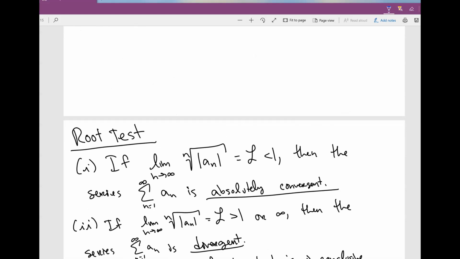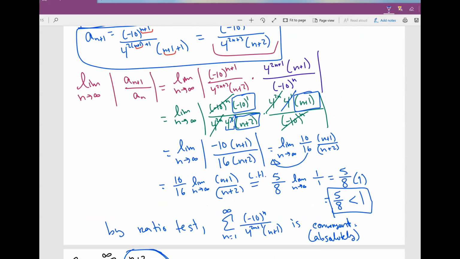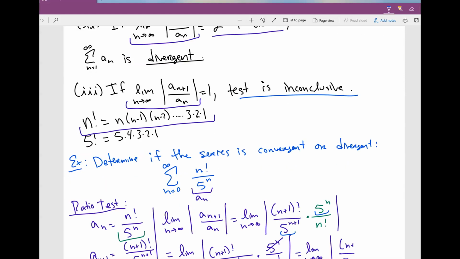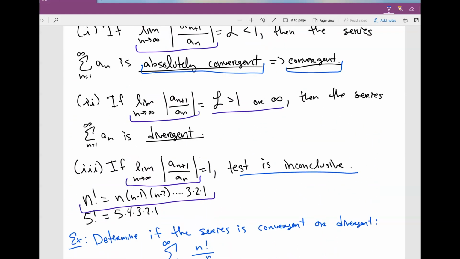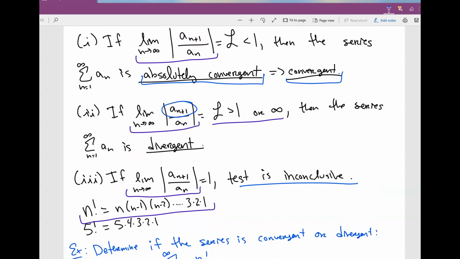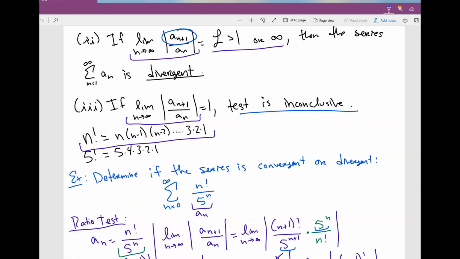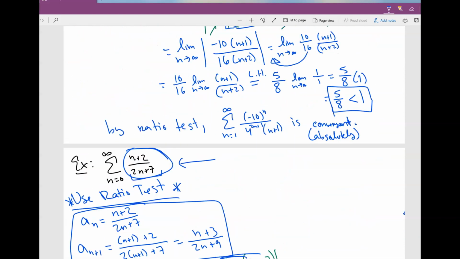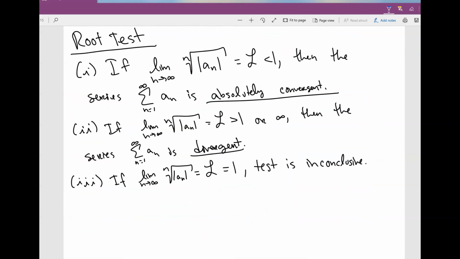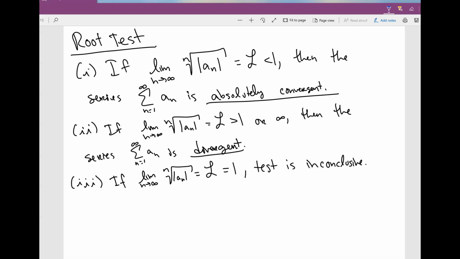But notice that when we did the ratio test, we needed to figure out what this a sub n plus 1 was. In this case, we don't really care about that. All we care about is getting our a sub n. Once we have our a sub n, apply an absolute value and take the nth root of it. So this is going to be really useful whenever we have powers to the power of n.